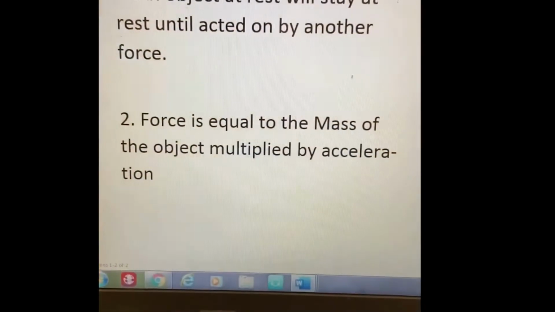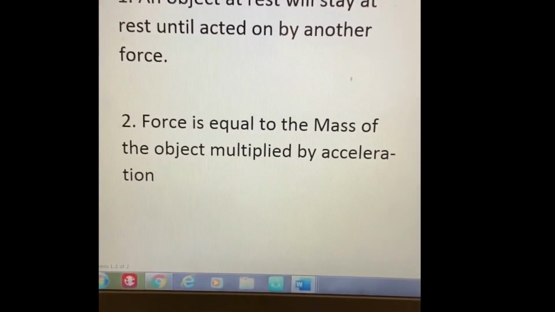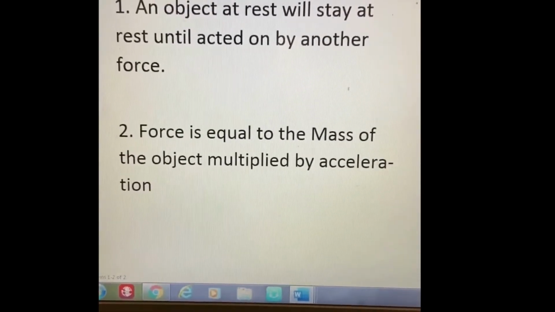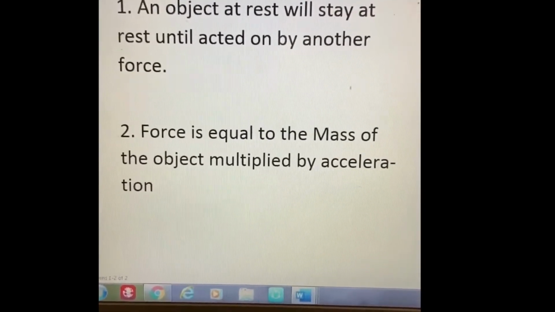So the first thing we're going to take a look at is Newton's first law of motion. An object at rest will stay at rest until acted on by another force. How can we show that with the soccer ball? Well, let's try to figure it out.